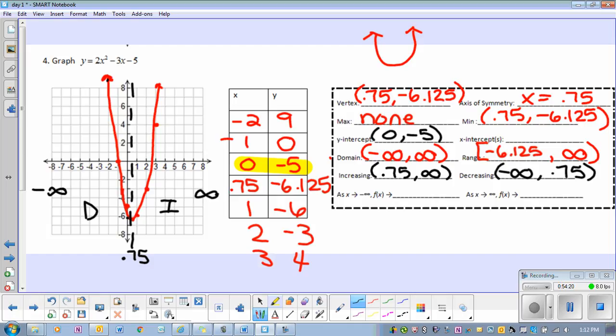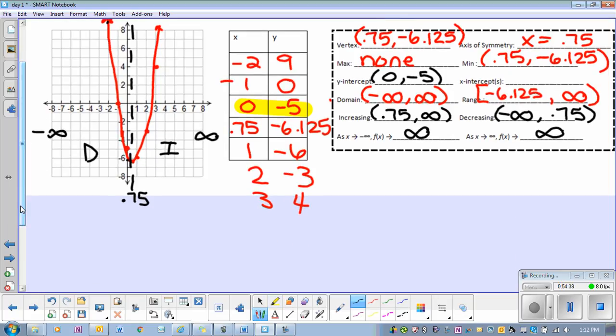All right, and what are your end behaviors doing? Infinity, infinity, because they're both going up. All right, so your x-intercepts. So your x-intercepts are not exact, right? They're like there and there. We have one that's exact, right? Negative 1, 0. That one's good. But we have another one. Okay?